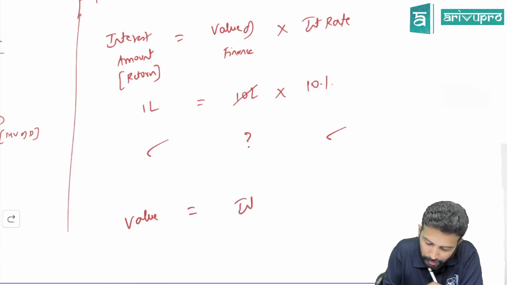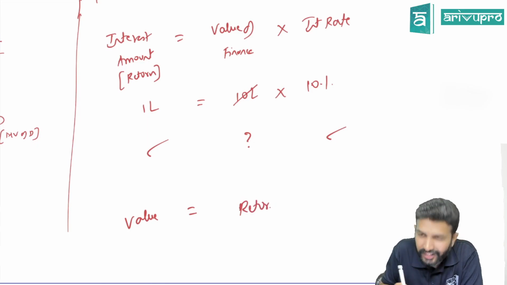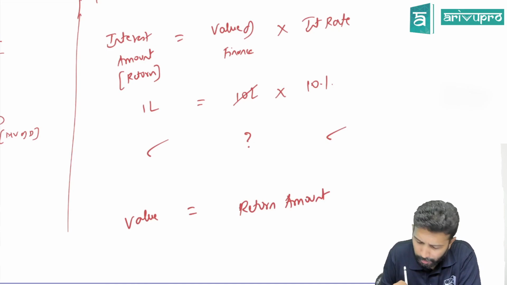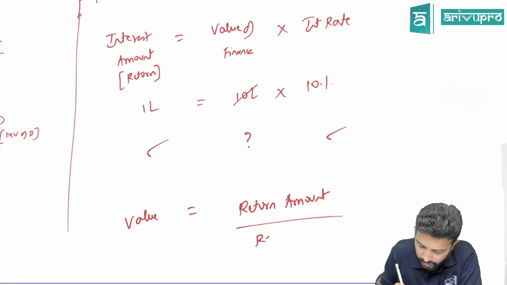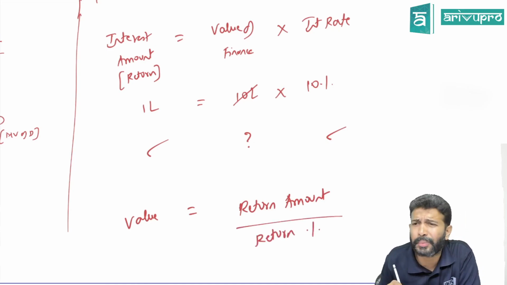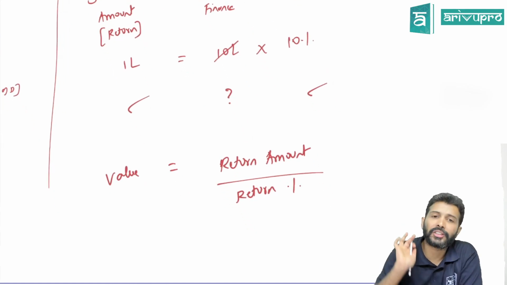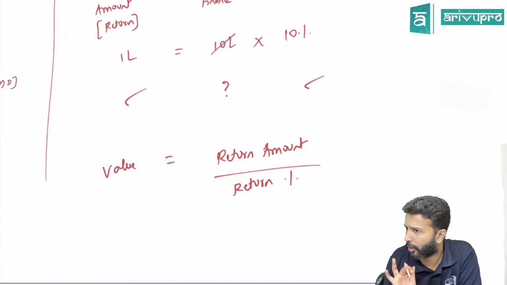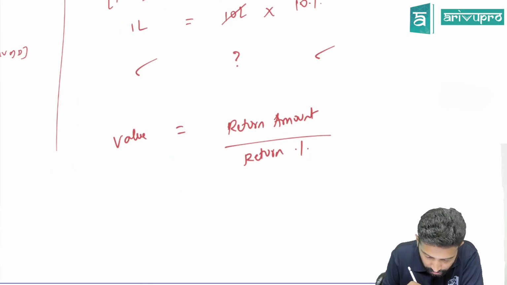Or can I say return amount? Because that interest amount is nothing but the return for the debenture holder. So you can write interest amount, or return amount, divided by the interest rate, or can I say return percentage? Are we okay, sir? So far, any problem? Okay. Now, let's refine this formula.